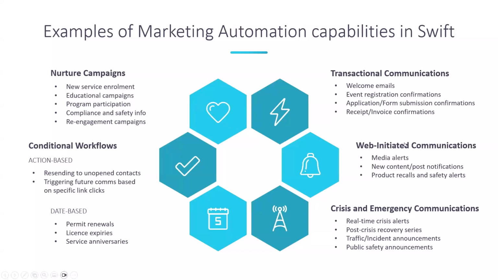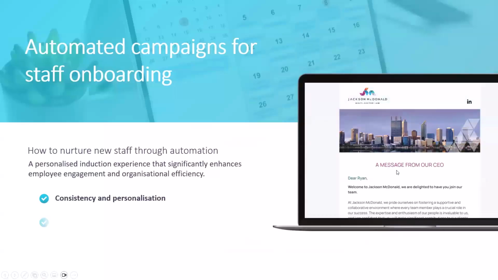But the first case study I want to show you is for a client of ours that's recently come on board. I think they might even be attending the webinar, but this is Jackson McDonald, a law firm in WA. They came to us and they had a series of 9 email communications that they wanted to send to new staff. And they wanted these communications to all be sent staggered throughout the course of a month. And these email communications are meant to improve staff engagement, but also just to inform new staff as to policies that they need to be aware of. Could be things like payroll policies or something like that.